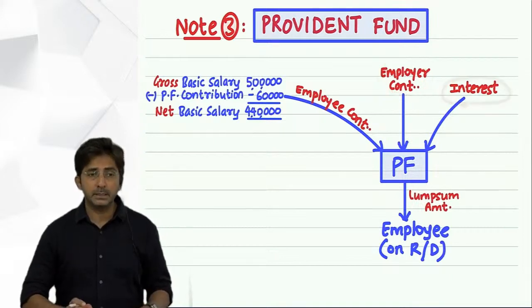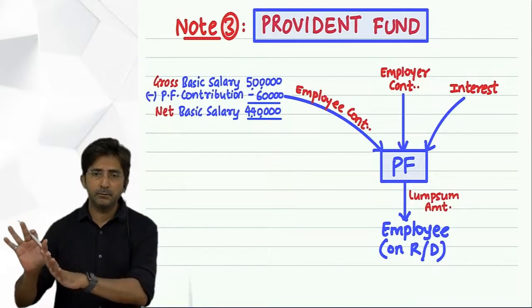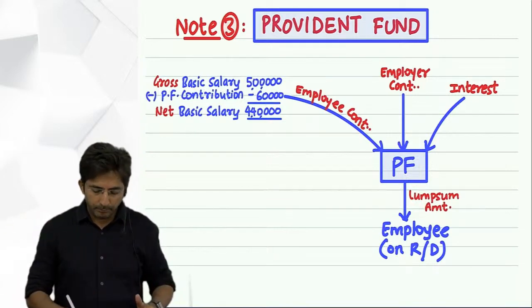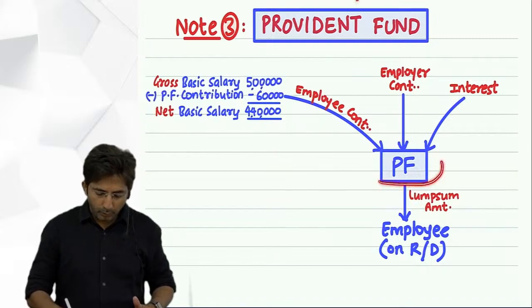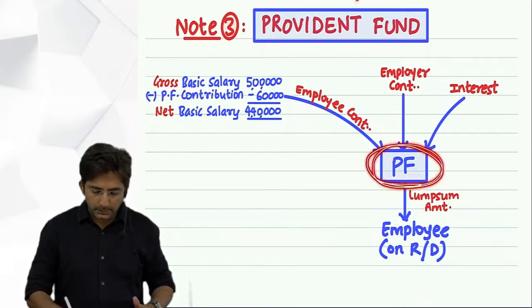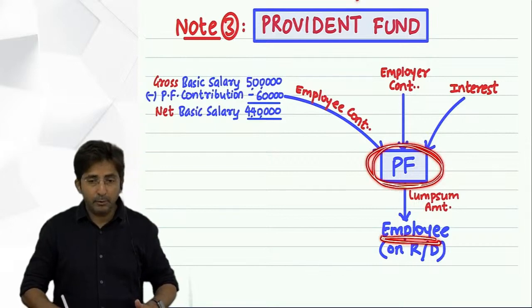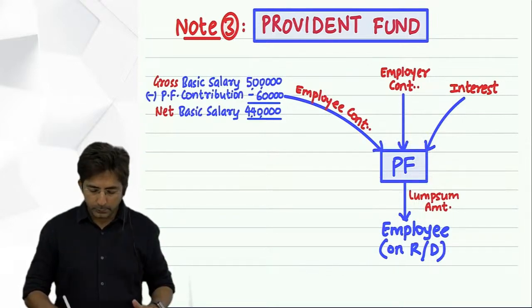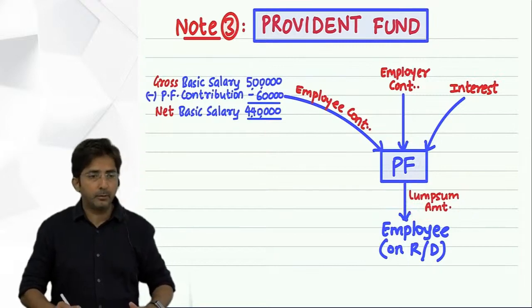Why do you get interest? Because the fund money is invested somewhere, and wherever it is invested, on that you will get interest. And then one day, all this accumulated amount will be received by the employee. And that day will be either retirement or death, whichever comes first, okay? And this is called lump sum amount received on retirement, okay?